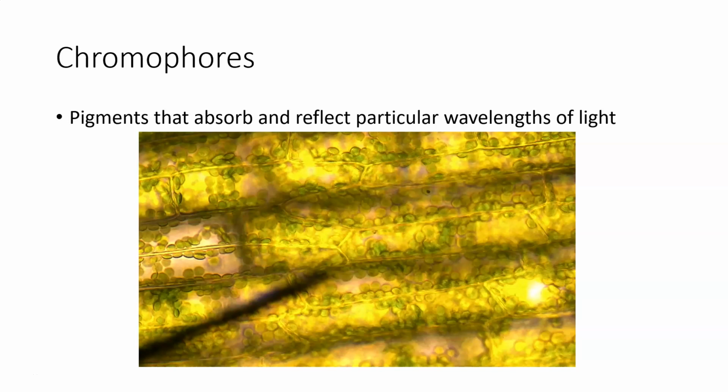Now, there are some organisms that have these structures called chromophores in them. They are structures that have a pigment to them, and that pigment is going to absorb certain wavelengths of light and then reflect others. The best example that I can give you for that coming out of high school is an Elodea leaf under the microscope.